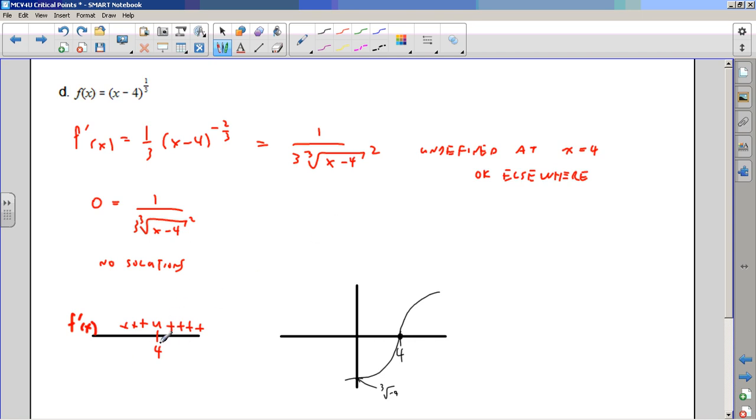But when I analyze it, because it's got this 2 on there, the bottom's always positive, or undefined. So when I do the derivative, this function's actually always increasing, except for that one spot, x equals 4, where it has a vertical tangent. F prime at x is undefined. Vertical tangent. Interesting.